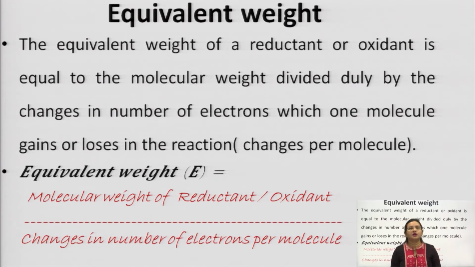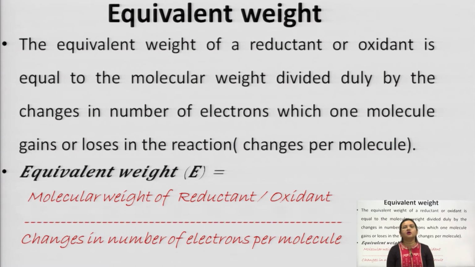Then comes equivalent weight. What is the equivalent weight of oxidant and reductant? I have already covered equivalent weight and how to calculate equivalent weight of a reductant and oxidant or oxidizing agent or reducing agent in our previous introductory lecture of redox titration also. So, what is equivalent weight of a reducing agent and oxidizing agent and how do we calculate it?